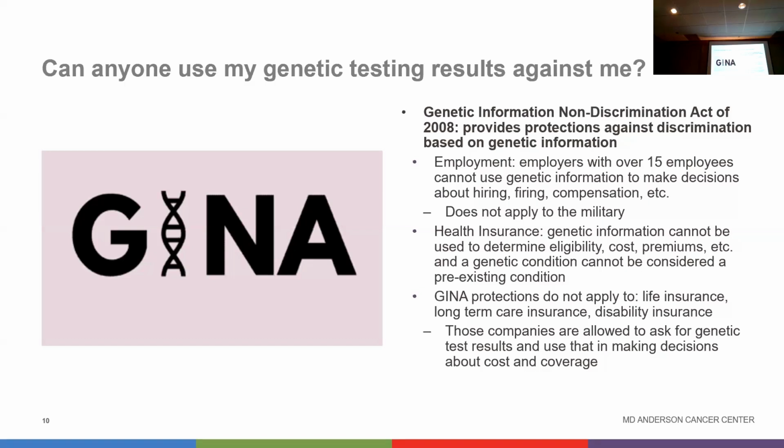And then GINA also, and that's the acronym we use because the name of the law is a bit of a mouthful, GINA also applies to health insurance, meaning that health insurance companies are not allowed to discriminate on the basis of genetic information. So we are very glad that these protections do exist, but there are some limitations. This law does not apply to things like long-term care insurance, life insurance, or disability insurance. So for some people, knowing that those companies may ask them about genetic testing results may have an influence on whether or not they decide to undergo genetic testing.